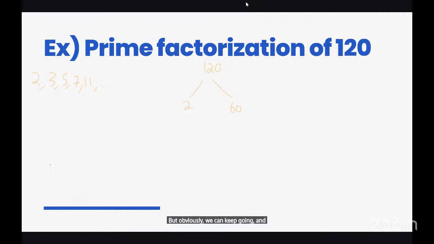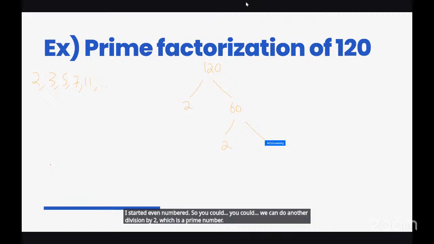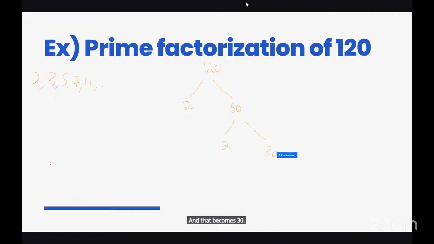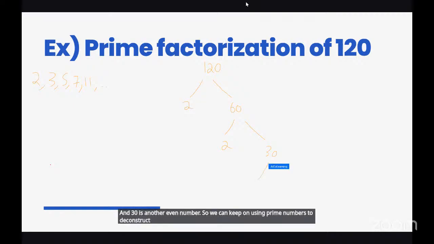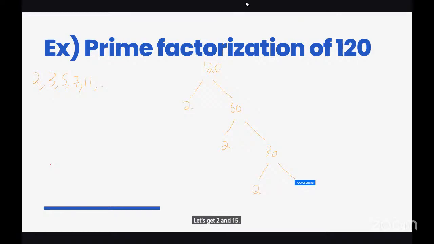And 60 is another, sorry, even number. So we could do another division by 2, which is a prime number, and that becomes 30. And 30 is another even number, so we can keep on using prime numbers to deconstruct this number. Let's get 2 and 15. Now, we were done with even numbers, but 15 is still composed of some prime numbers. One that comes to mind is 5. So we can use 5 and 3. And the moment you stop at a prime number is when you finish the prime factorization.